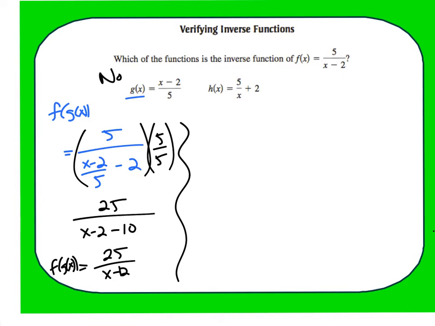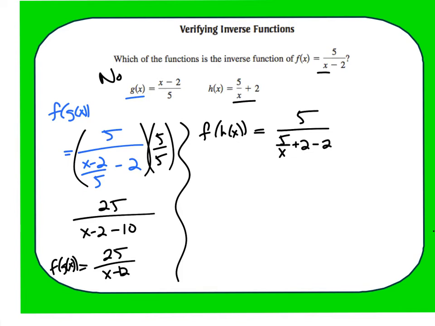So now we're going to test out h. We're going to substitute in h into f. So now I need to find f of h of x. So now I still have 5 up top, and then I have 5 over x plus 2 minus 2. All I did was substitute in that function into the variable of the other one. Does anything happen here?